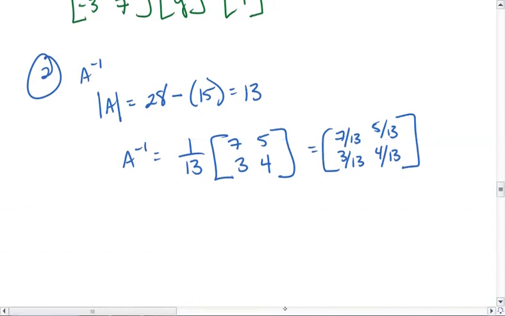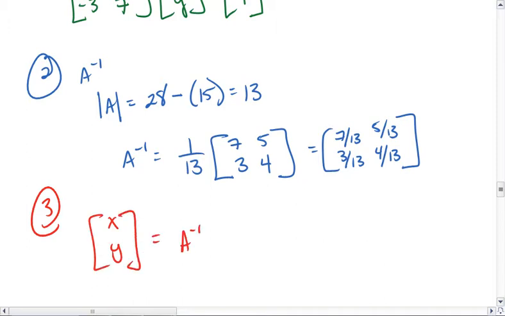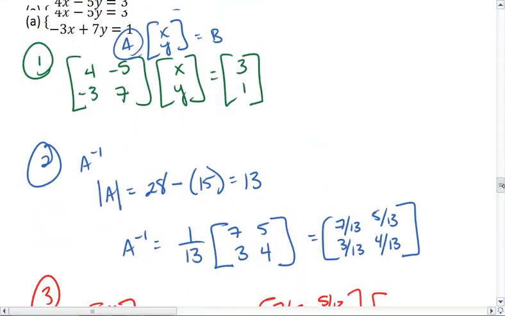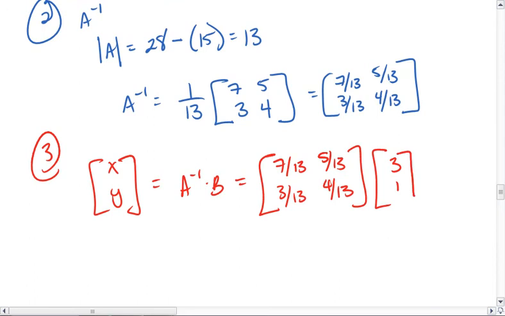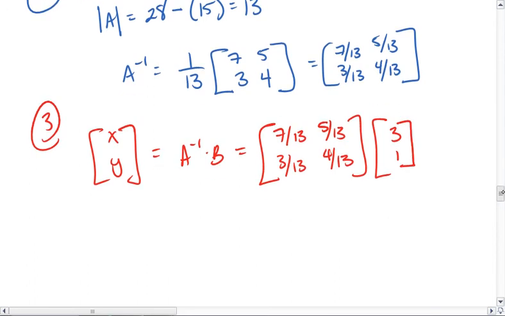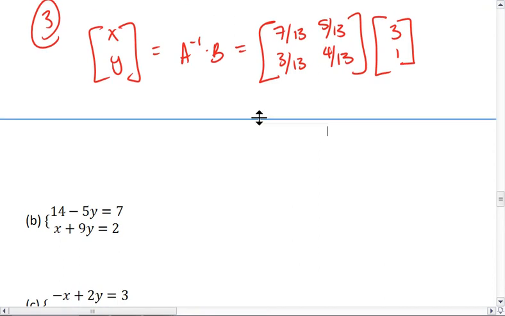Lastly, to solve for x and y, I know that the matrix x, y equals A inverse times B. In this case, 7/13, 5/13, 3/13, and 4/13 times my solution matrix 3, 1. It's very, very important that you do A inverse and then B, and do not flip them, or else you're not going to be able to do the multiplication. So let's go ahead and multiply these matrices together.